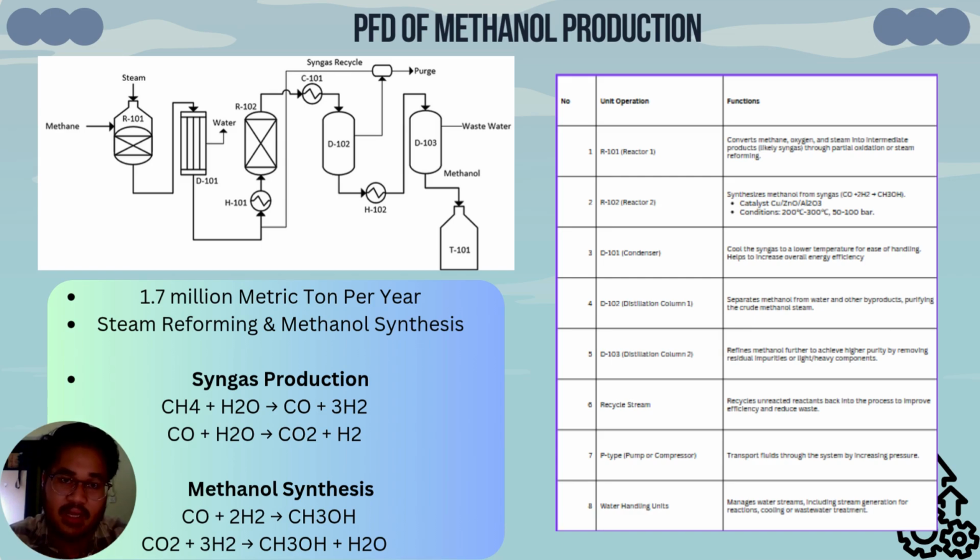It then enters the second reactor, which is R102, where methanol synthesis takes place, producing a low purity version of methanol. Then, to get the desired product of 97%, we put it through two distillation columns, which allow the purity of methanol to increase to 97%. It is then stored in a storage tank for further notice. On the side, you can see the unit operations that are used in this process. Thank you.